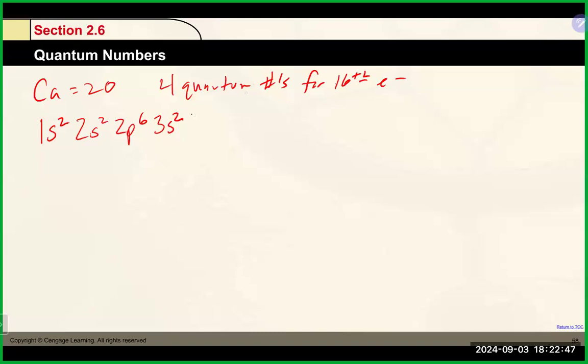And then 3p6, that is 18. Remember, after 3p, before 3d, it is the 4s that slips in there and sneaks in, and that is the 4s2 comes next, not the 3d. Once again, as those orbitals rest, the 4s actually is lower in energy than the 3d.